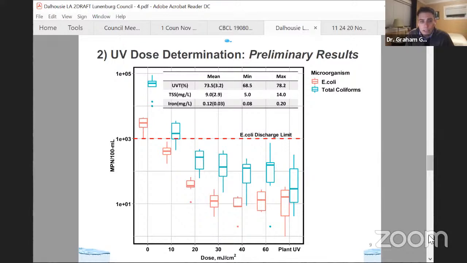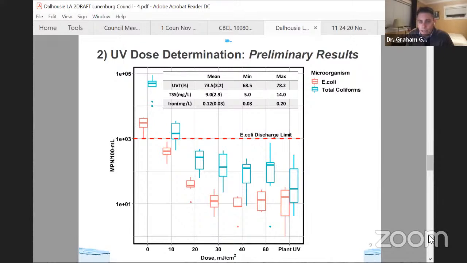So what this shows is that as the light dose increases to about 30 or 40 millijoules per centimeter squared, we certainly achieve our E. coli discharge limit. And 30 to 40 is a sort of practical range that most UV lights are specified for. So to specify at a 30 to 40 millijoule range is certainly within reasonable feasibility from a plant specification standpoint.